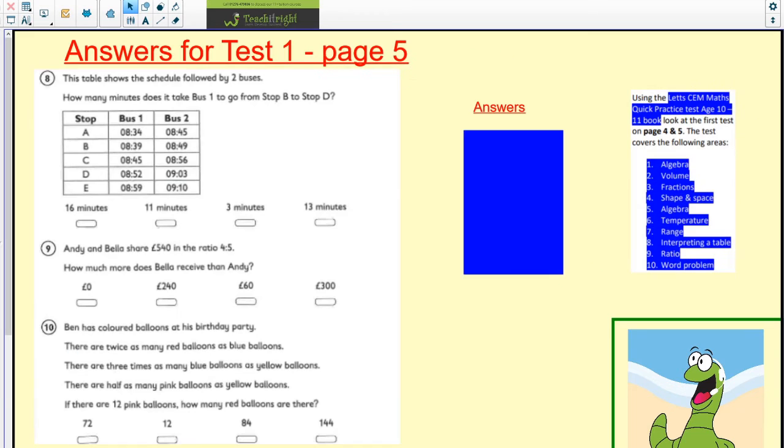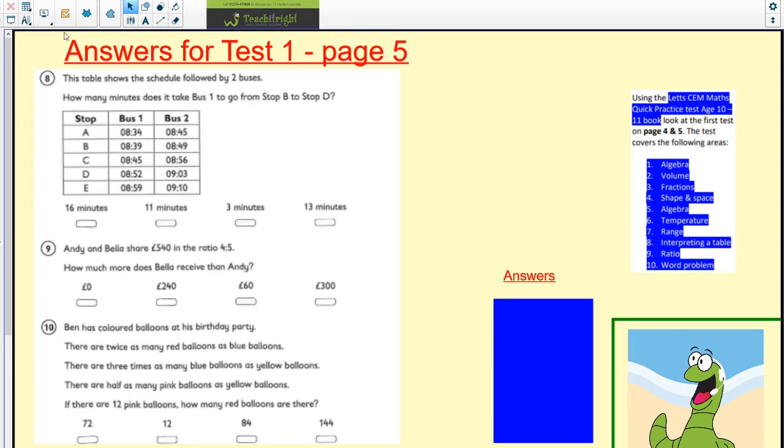Awesome. Next page. So this one, let's just tidy it up again so I've got a bit more working out room. So 8. This table shows the schedule followed by 2 buses. How many minutes does it take bus 1 to go from stop B to stop D? So there's B and there's D first off. But we're also dealing with bus 1.